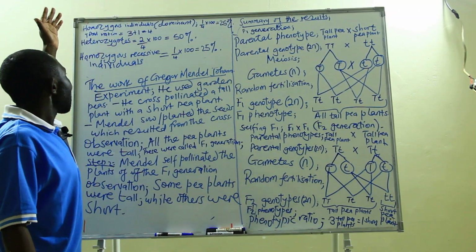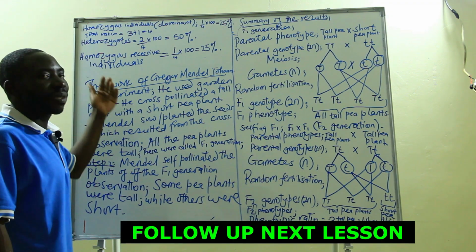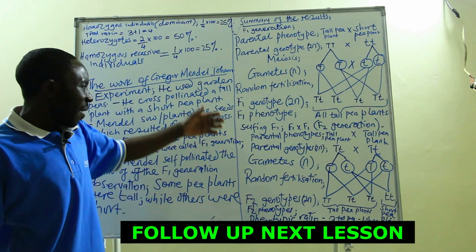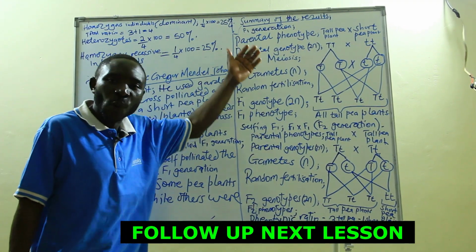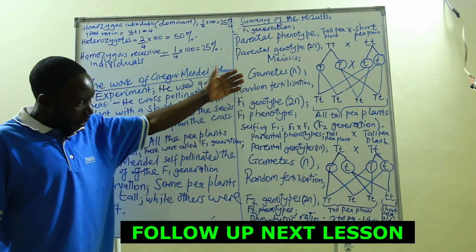homozygous dominant. The other ones are heterozygotes. That is the hybrid group. So that is the summary of the results.